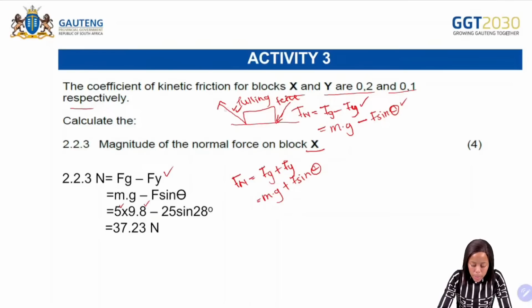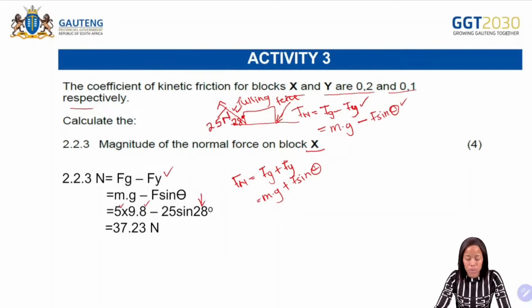And then remember the force, this one here, it was given as what? It was given as 25 Newton with an angle of what? With an angle of 28 degrees. So that is where we are getting our 28 degrees and our 25 Newton there. So from there you can calculate and you'll get your answer as 37,23 Newton.